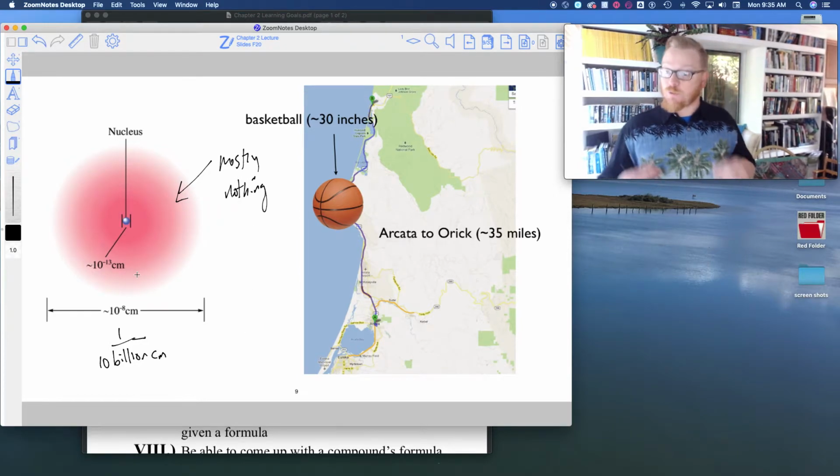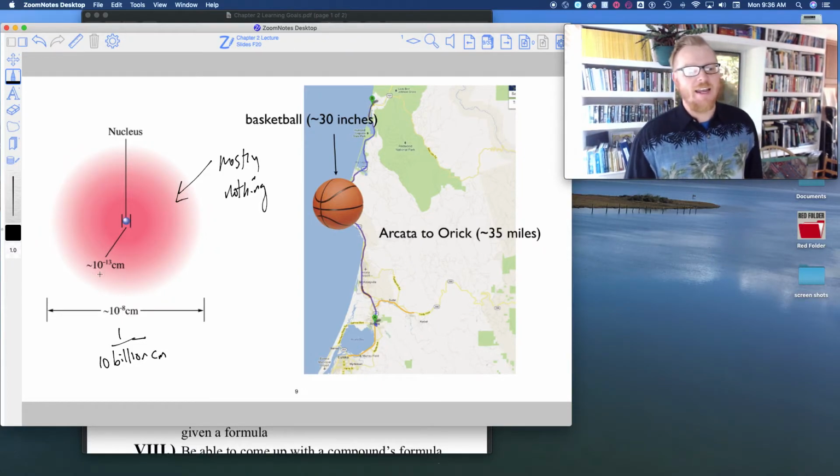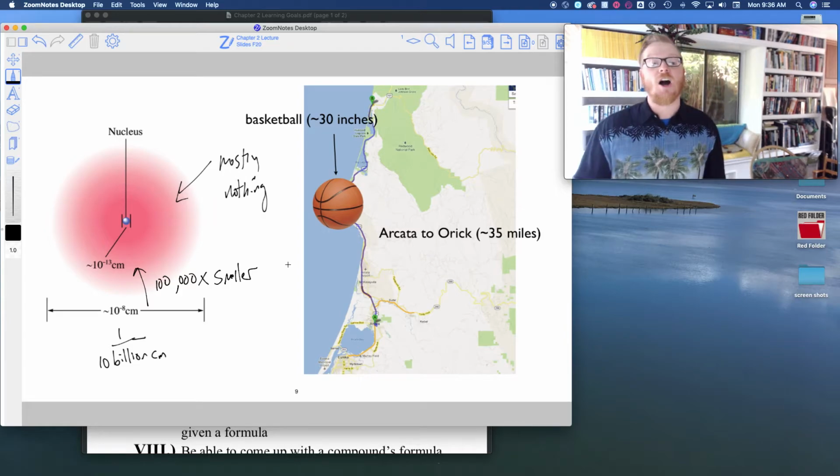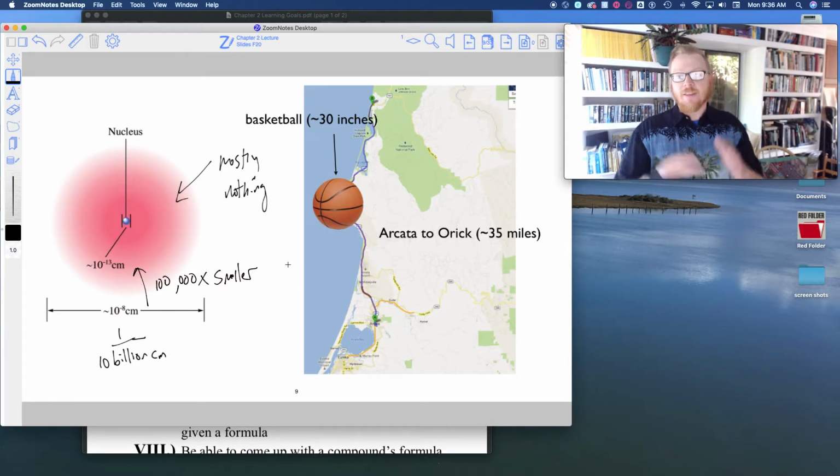However, in the center, there's that really dense and massive nucleus. And it's about 10 to the minus 13 centimeters. So that's 1 over, let's see here, 1 over 10 trillion. Excuse me, that's not 10 trillion. You get the idea. I can't think right now off the top of my head. It's crazy, crazy small. So the difference between 5 and 8, that's a factor of 100,000 times smaller. So the nucleus is 100,000 times smaller than the atom itself.